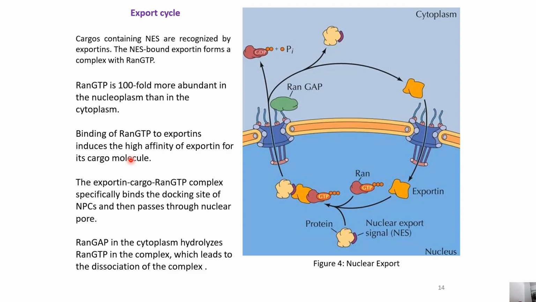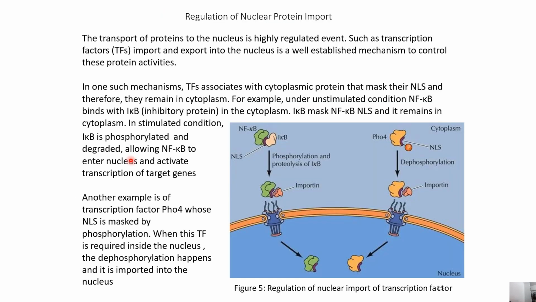RAN-GTP is 100-fold more abundant in the nucleoplasm than in the cytoplasm. Binding of RAN-GTP to exportins induces high affinity of the exportin for its cargo molecule. The exportin-cargo-RAN-GTP complex binds the docking site of the NPC and passes through the nuclear pore. RAN GAP in the cytoplasm hydrolyzes RAN-GTP in the complex, which leads to the dissociation of the complex.